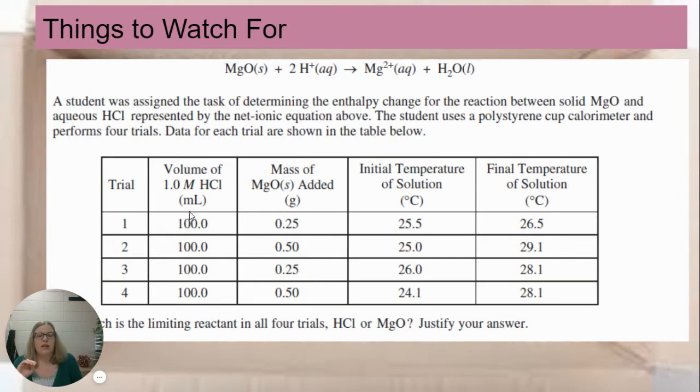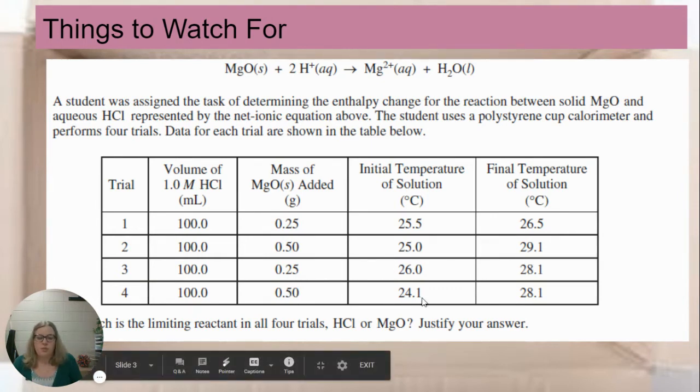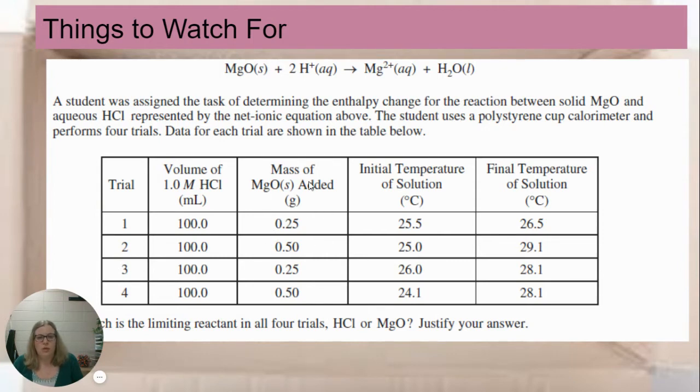Now, if you think about this, if the HCl is my limiting reactant, when I change the amount of this, the temperature change should not change at all. And if you look at this, I've got 0.25 grams and my temperature goes up a degree. In this case, 0.5 grams makes my temperature go up more than 4. In this one, 0.25 makes my temperature go up 2 degrees, and then 0.5 makes my temperature go up about 4 degrees. So we have different magnitudes of temperature change when we change the MgO. So your justification can actually just be that the MgO is my limiting reactant, because as I change the amount of magnesium, I get a different temperature change for each of the reactions.